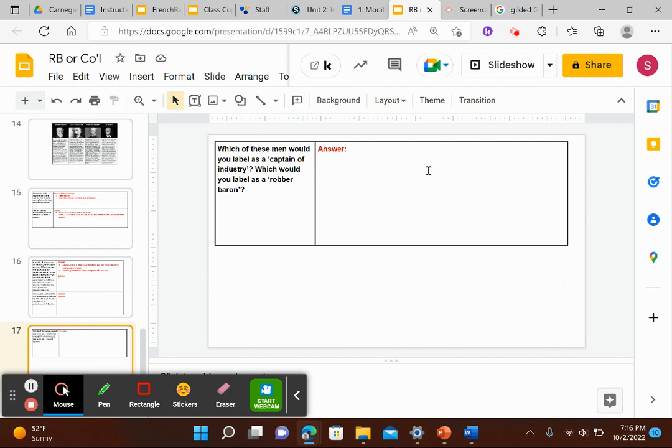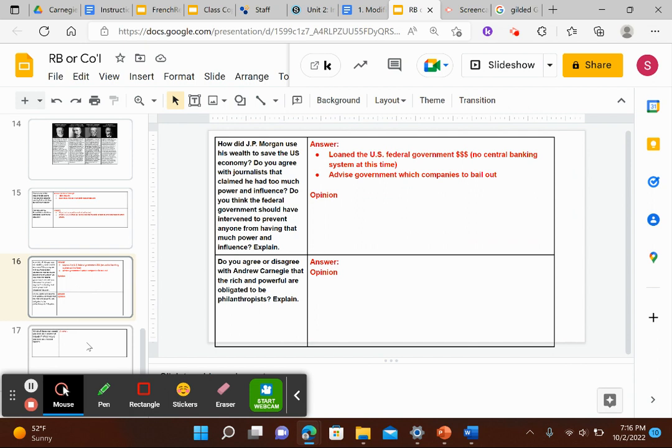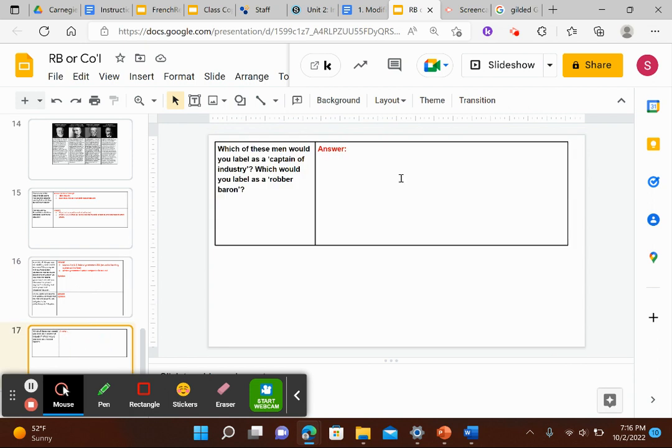And lastly, there is one more opinion question. Which of these men would you label as a captain of industry and which would you label as a robber baron? So choose one and defend which one you would call a captain of industry and why, and which one you would call a robber baron. And then after that, we are done with this investigation, but not quite yet. We will have one more lesson in which we're going to take a deeper dive at another political cartoon and think about this idea of captain of industry or robber baron.